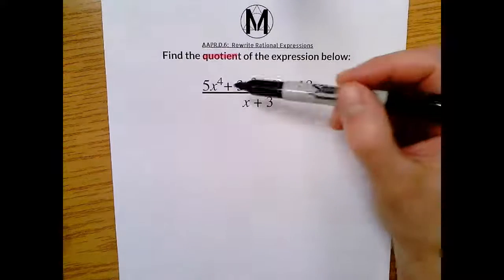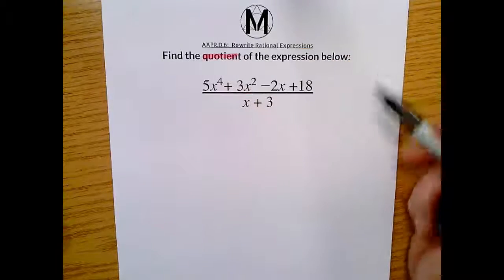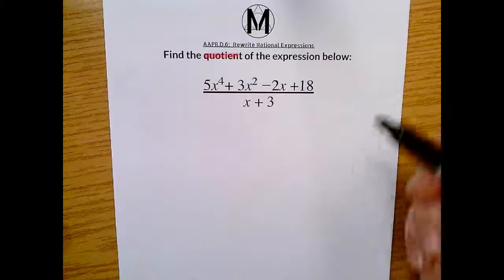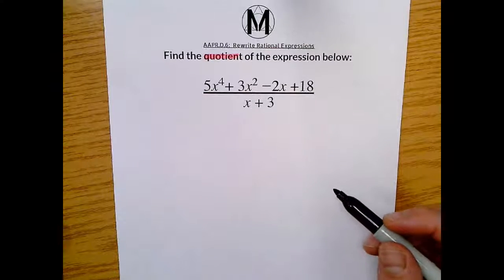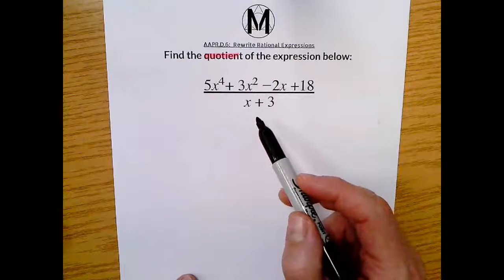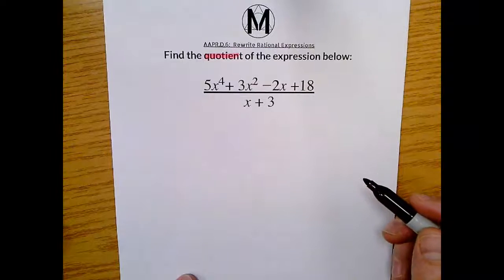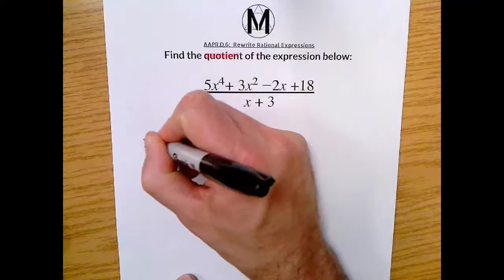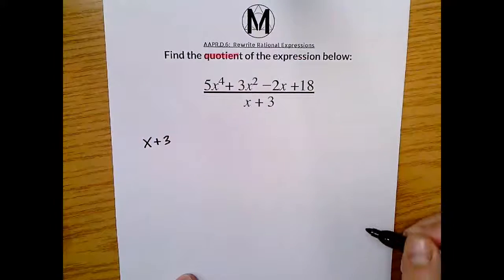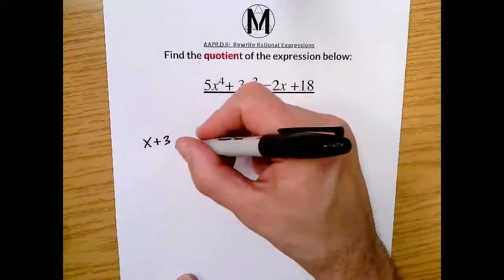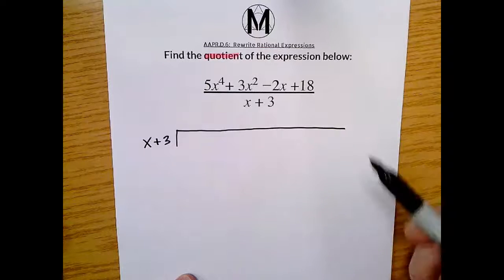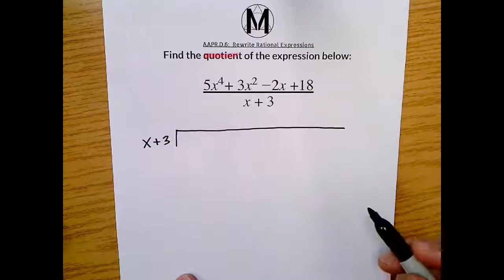And it's saying that this expression on top, the numerator, is being divided by this expression on the bottom, that is the denominator. Okay, so when we start this off, the denominator will be what creates our divisor. So I'm going to go ahead and write that right here. That is my divisor. And then we need to stick in our dividend. And the numerator is what gives us our dividend.